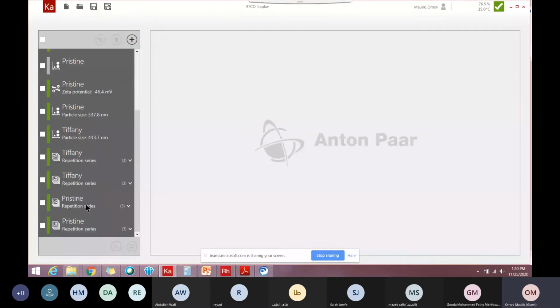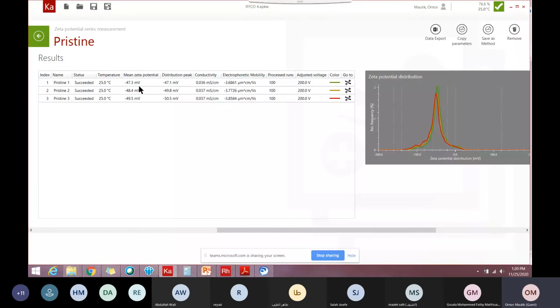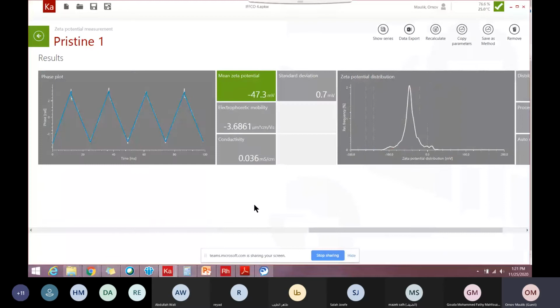You can see another brand also has a very stable emulsion, but over here it is a little bit lesser compared to the other brand which I have already shown you. So this is around -47.3 millivolts, which also suggests that this particular emulsion is pretty much stable.